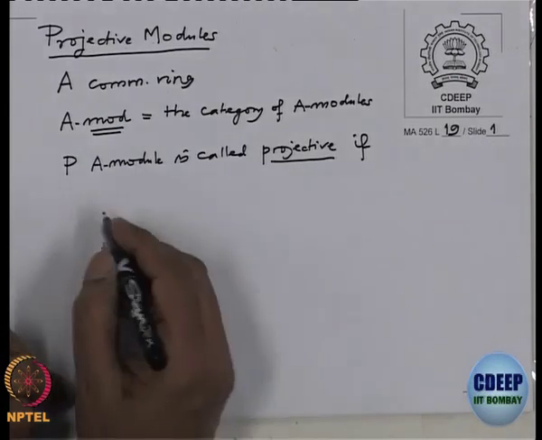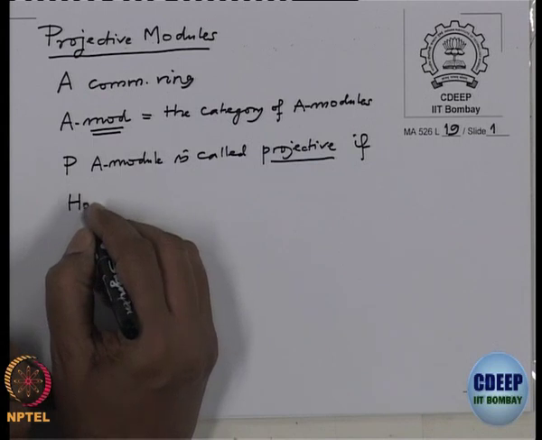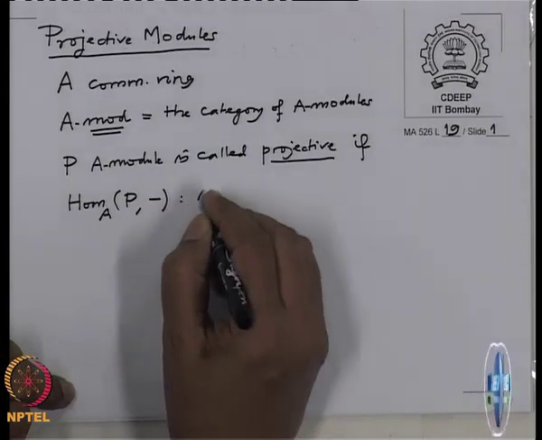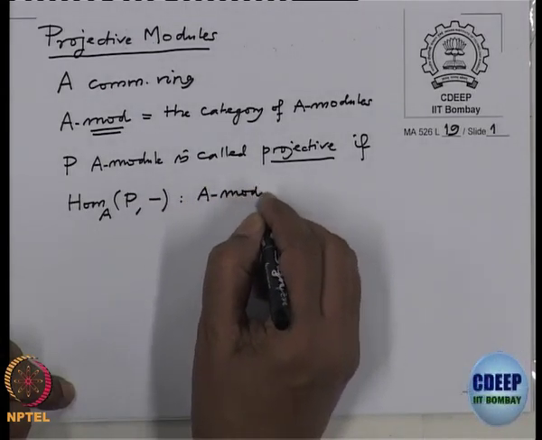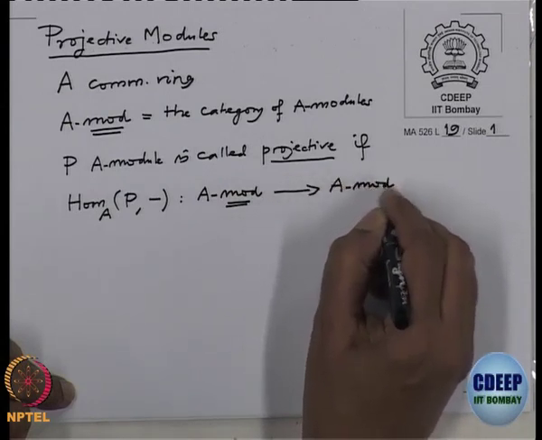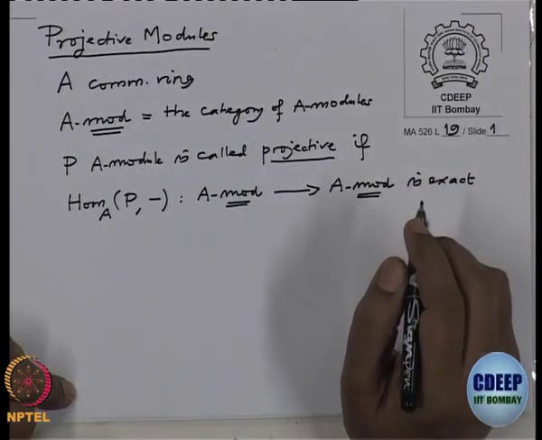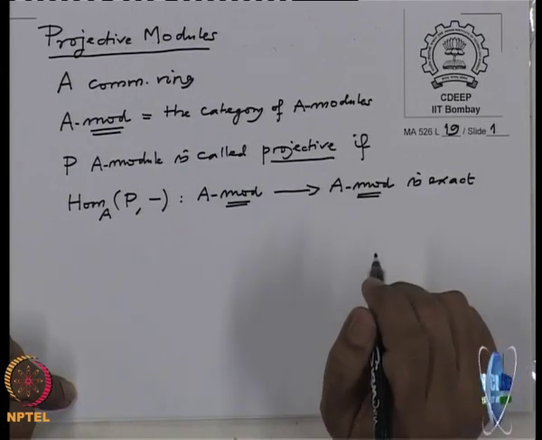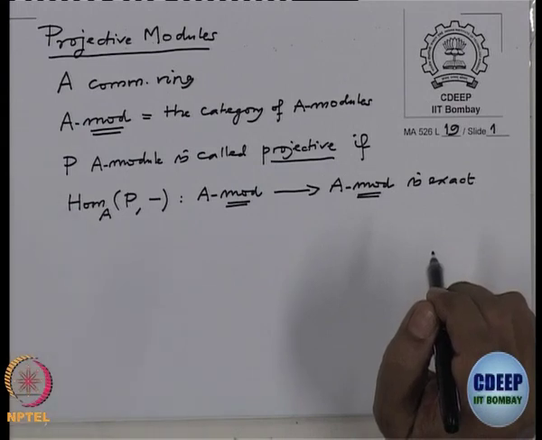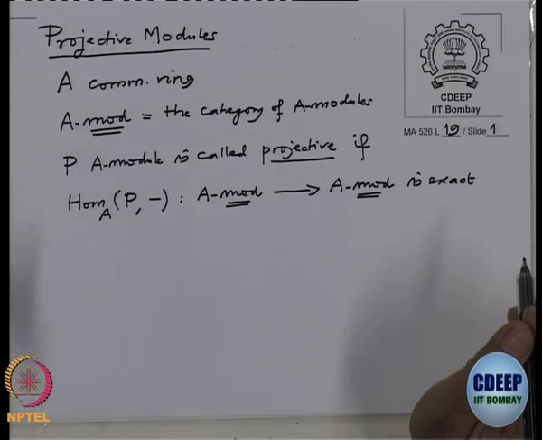If we saw definitions with two equivalent conditions. So, Hom_A(P, -), this functor from the category of A modules to the category of A modules is exact. That means it maps exact sequences to exact sequences, and because this Hom is left exact, what fails is the right exactness, and that is spelled out in the definition.